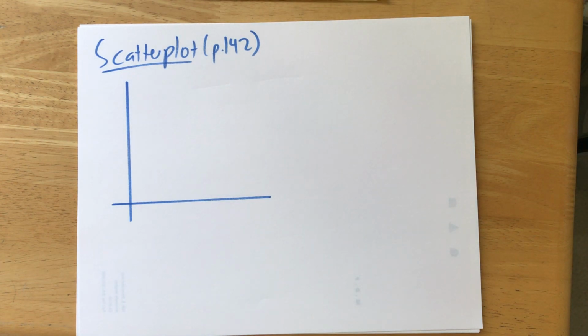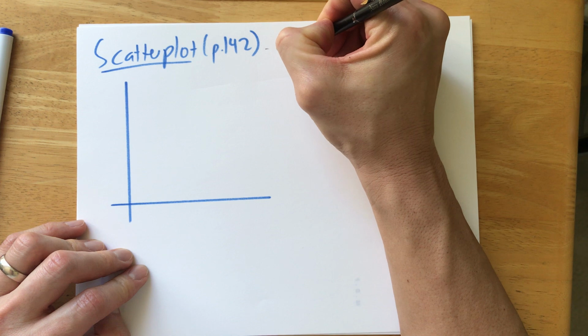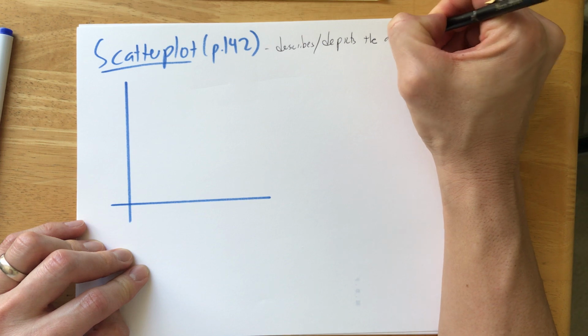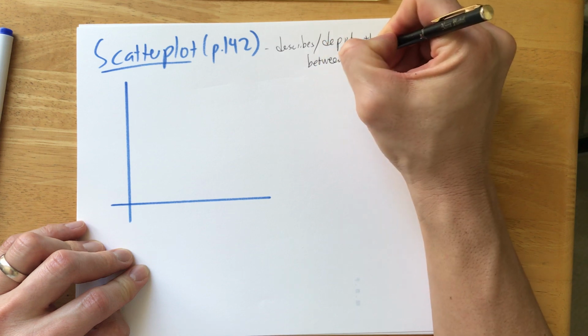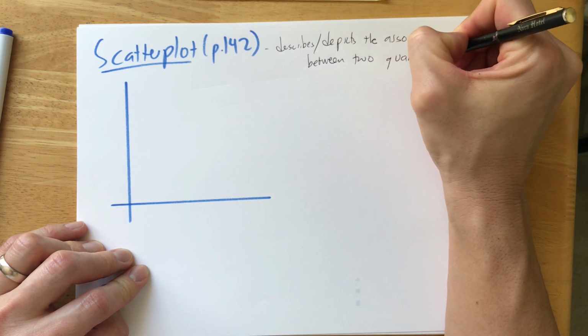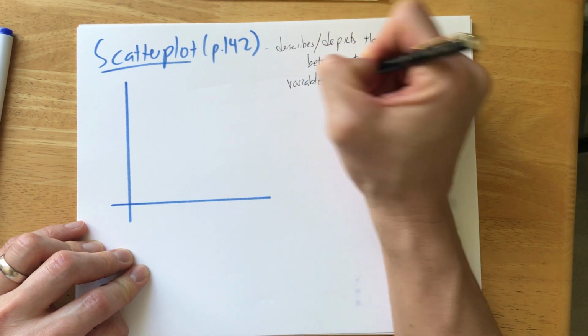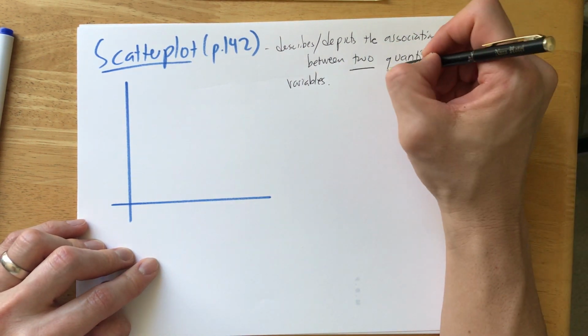We're on page 142, talking about scatter plots. Okay, so what is a scatter plot? The definition is at the bottom of 142 and then on to 143. This describes or depicts the association between two quantitative variables. Okay, so some key things to remember: two, and then also quantitative.